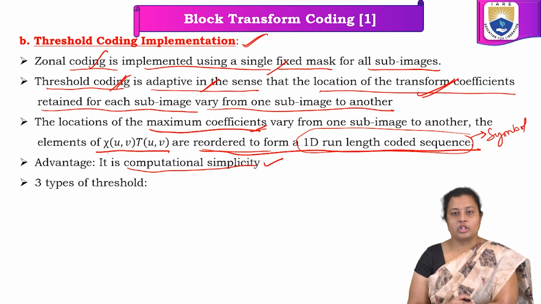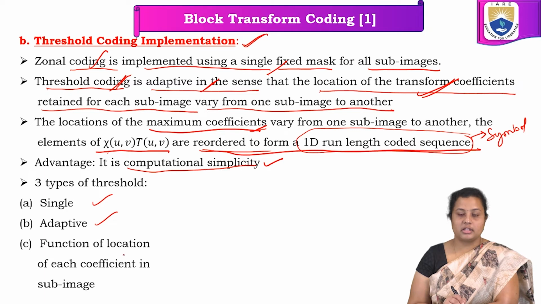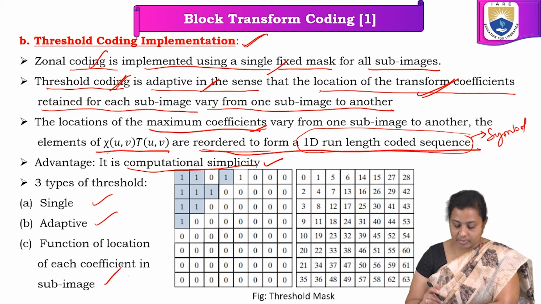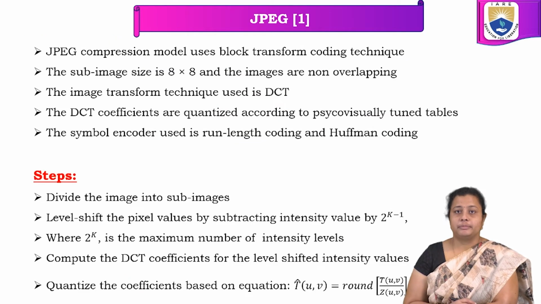There are three types of threshold we can implement, right? We have a single threshold, an adaptive threshold, and a threshold that is a function of the location of each coefficient in the subimage. One such example is here, right? The coefficient values which have the maximum variance, or which help in reconstruction of the image, are given 1, and the rest are all given 0. So this is a threshold mask, right?